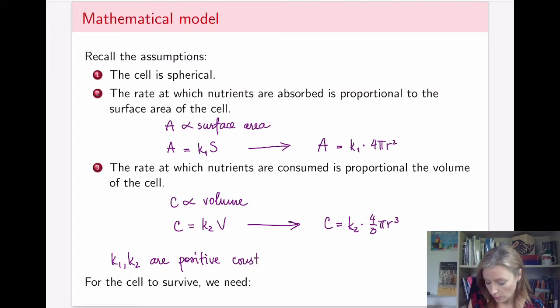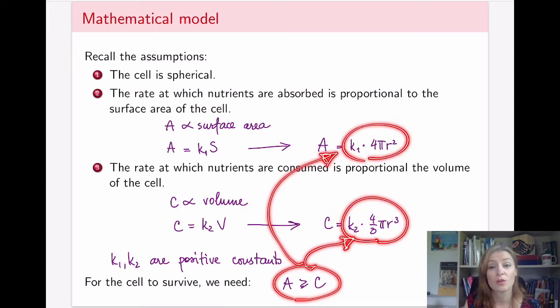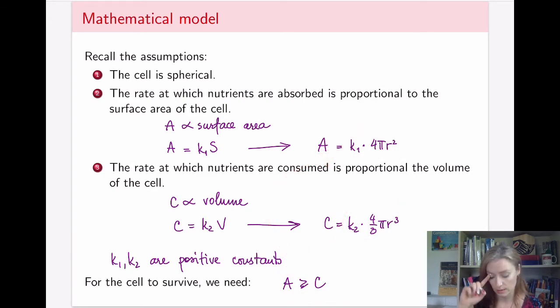And in order for the cell to survive, once again, we just need that the absorption is greater or equal than consumption. But now we can write that out not in terms of A and C, but rather in terms of the formulas for them that only have the variable r, and everything else is in fact a constant.